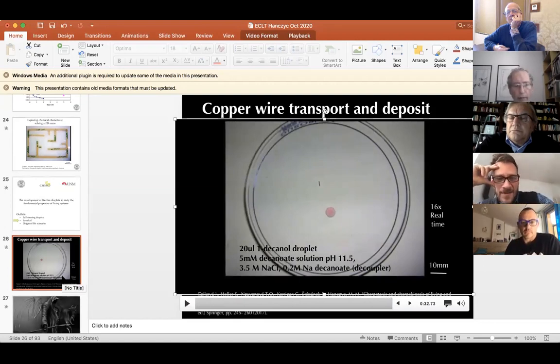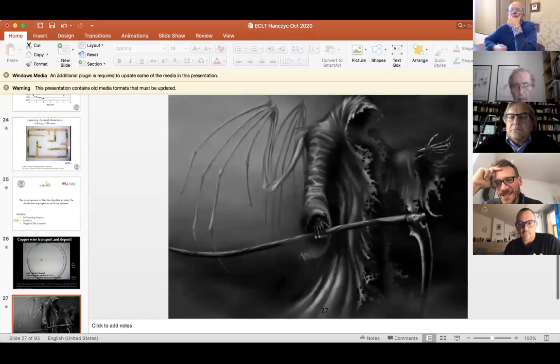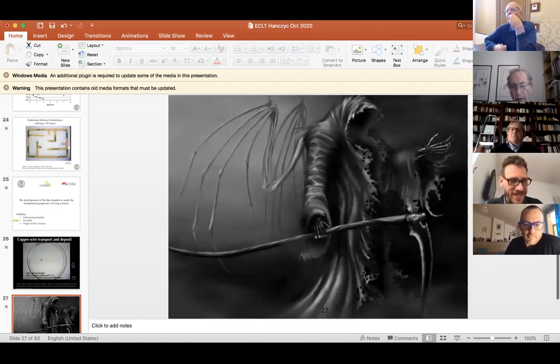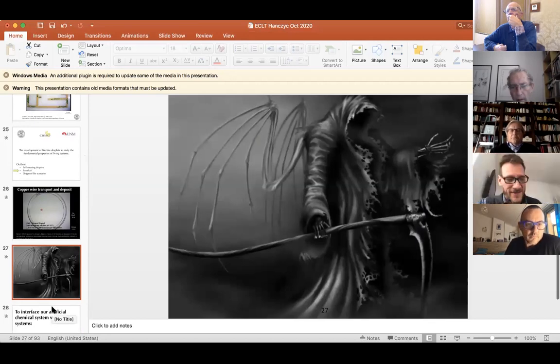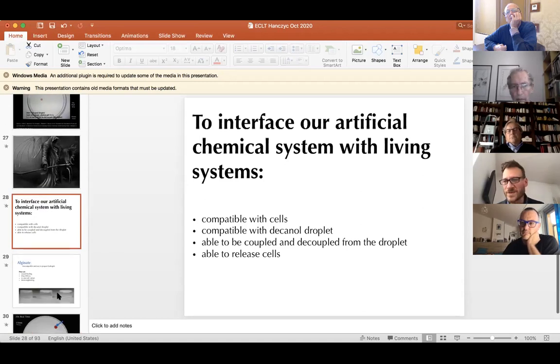And we then tried to do the same thing with living cells. It became a big problem because basically everything dies. This is a chemical system that was optimized to work under circumstances which include very high pH, like pH 12, for example, far away from physiological pH. So trying to interface this artificial system with a biological system was quite difficult. We wanted to make our system compatible with cells, but also make the cells compatible with the decanol droplet, and also be able to have it as a transporter, able to couple it and decouple it from the droplet, so it can release the cells and they're not consumed by the system.